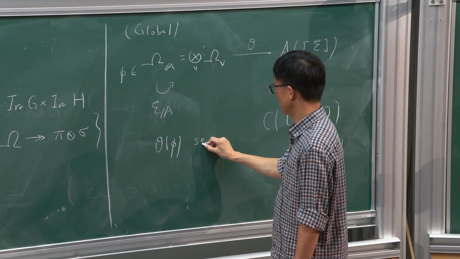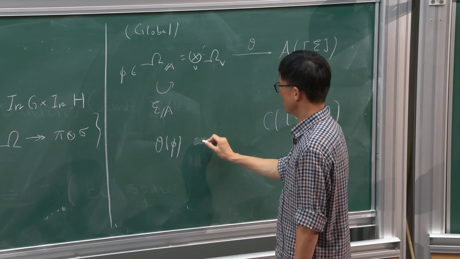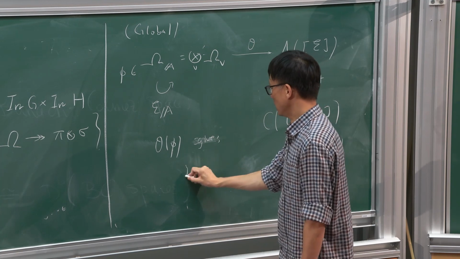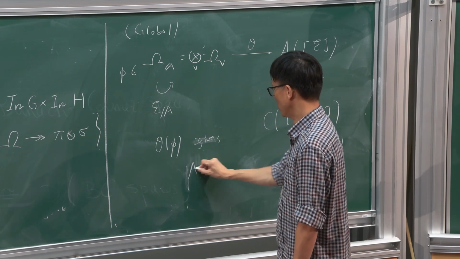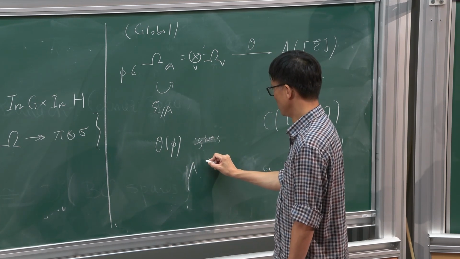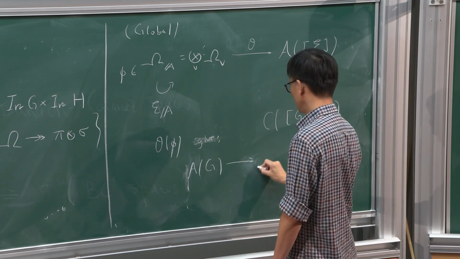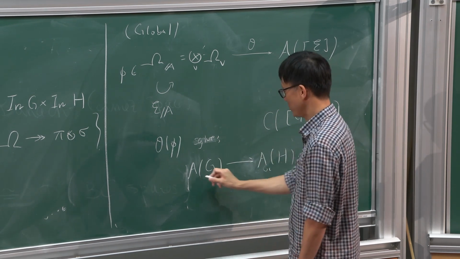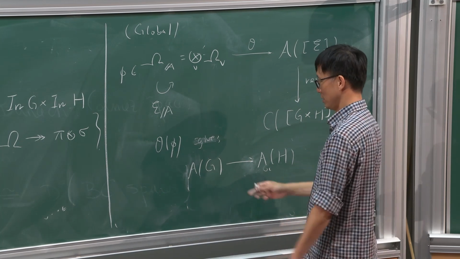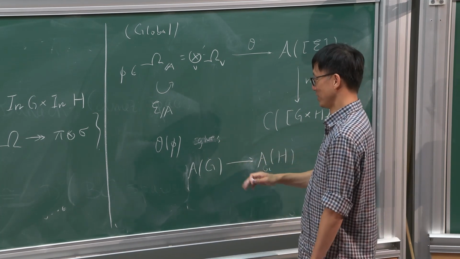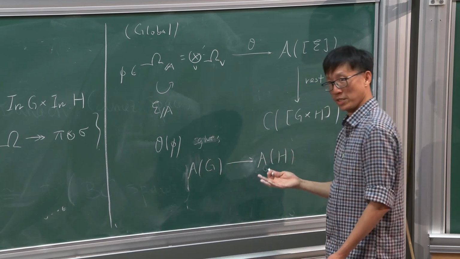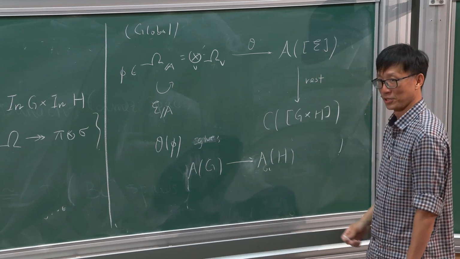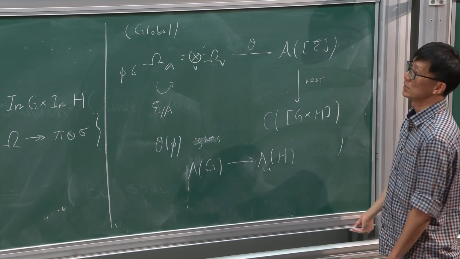It gives a map from, say, automorphic forms on G to automorphic forms on H. Maybe you need cuspidal. Okay, so this function in two variables provides a kernel function for lifting functions on G to functions on H. Okay, so that's the general framework.